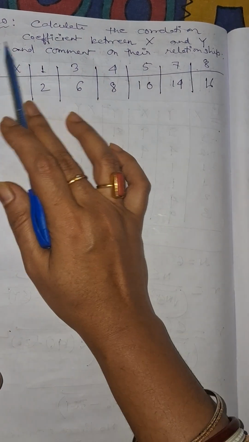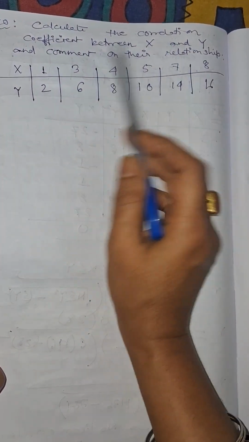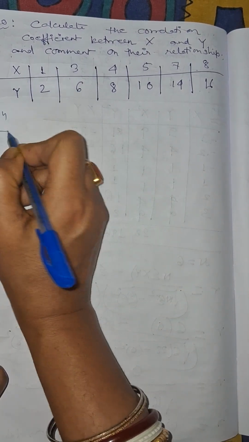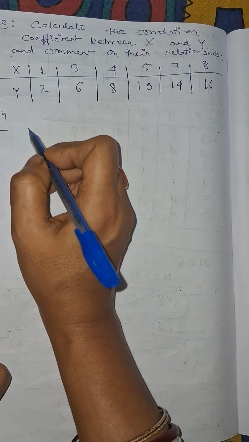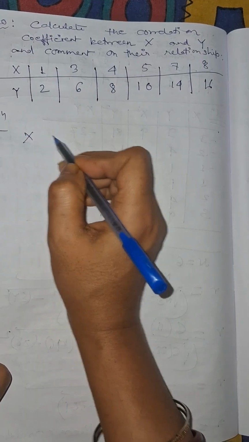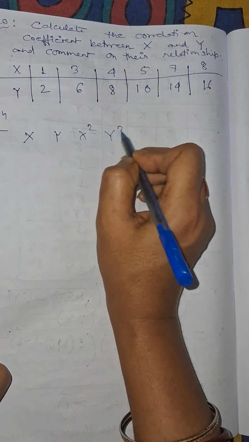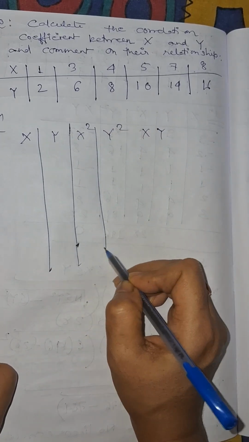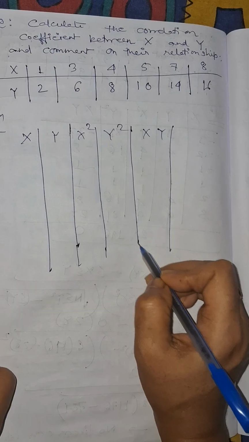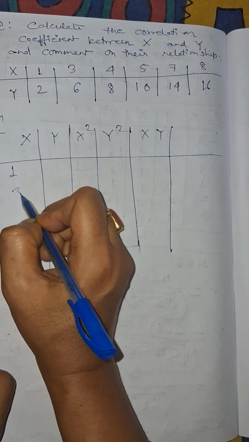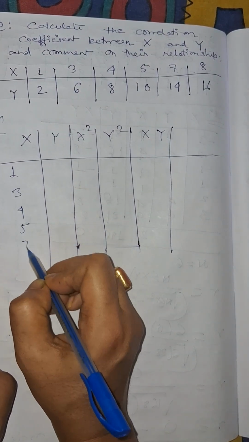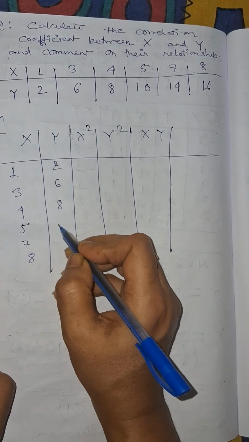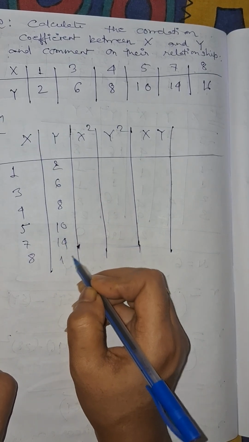Now the last question, question number 20, calculate the correlation coefficient between x and y and comment on the relationship. So again, same thing, we will just draw the table and write the values and then we will find out the formula. So x, y, x square, y square and xy. So we write the values accordingly. 1, 3, 4, 5, 7 and 8. Y values are what? 2, 6, 8, 10, 14, 16.